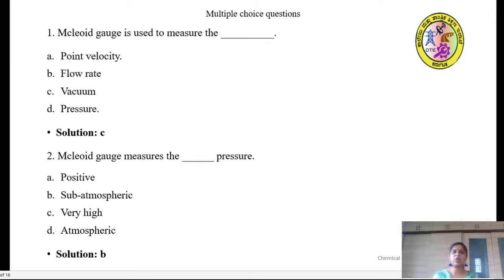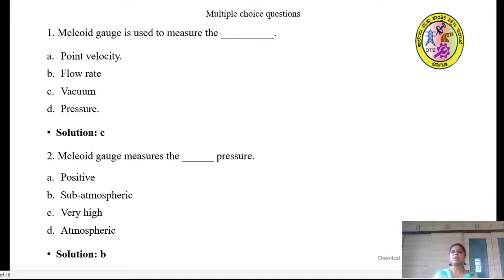Let us solve some multiple choice questions. McLeod gauge is used to measure point velocity, flow rate, vacuum, or pressure. What is the correct answer? Vacuum pressure. We have been talking about vacuum measurement, so obviously the McLeod gauge is used to measure the vacuum pressure.